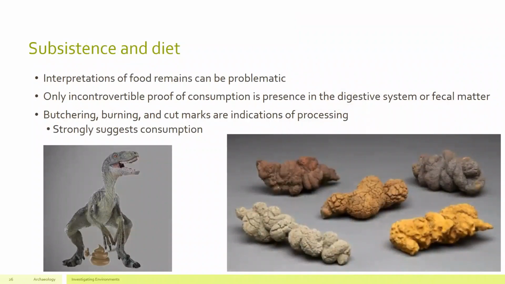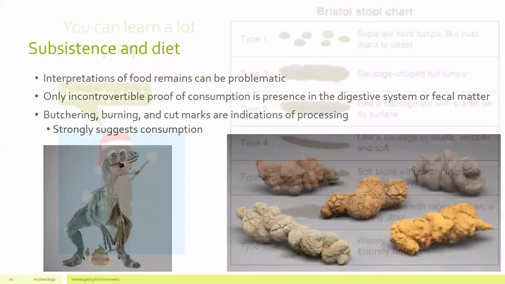For subsistence and diet, we can look at food remains. Sometimes it can be problematic. The most direct way is to find it in human feces to interpret what they actually ate. So that is incontrovertible proof of consumption if you find it in the feces because it came out in the digestive system or in fecal matter. Butchering and burning and cut marks are all indications of food processing and cooking. It's a fair assumption that strongly suggests consumption. Why would they cook and butcher an animal if they're not eating it? But nonetheless, we do find a lot of evidence of these kinds of activities.